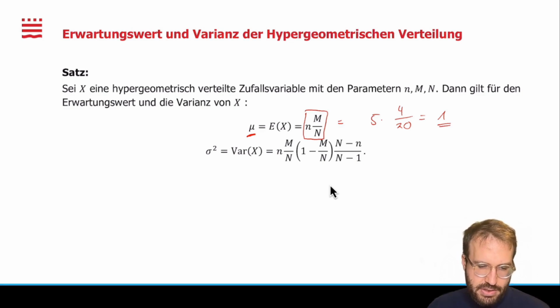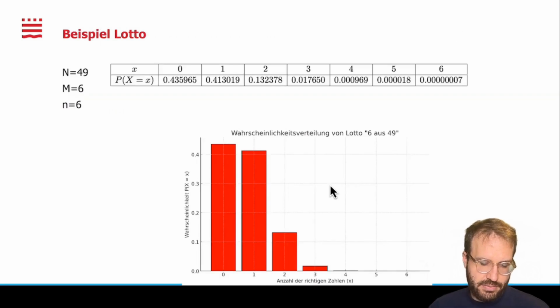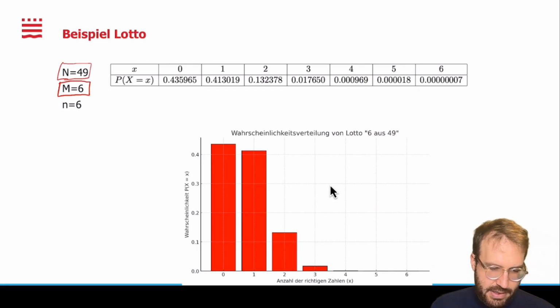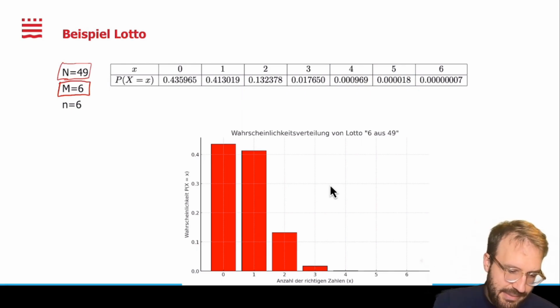And I've already mentioned the typical example is the lottery example. And now we see the plot for that again. So, what are the values here? Well, N is equal to 49, which is important. M is equal to 6. So those are 6 numbers that have these properties. And we draw 6 numbers.